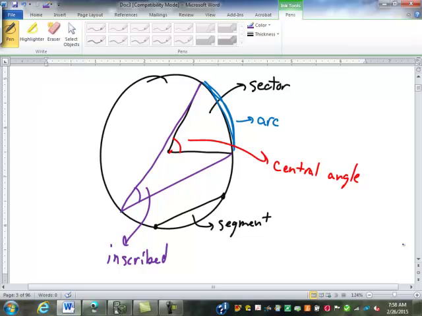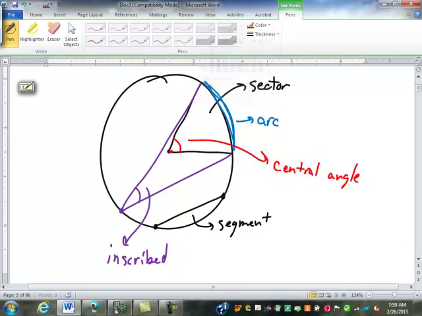Inscribed means to be on, or the vertex is on, vertices on. So that angle is inscribed on the circle because its vertex is on the circle. There are going to be some very important relationships between central angles and inscribed angles as we go through the next few days.